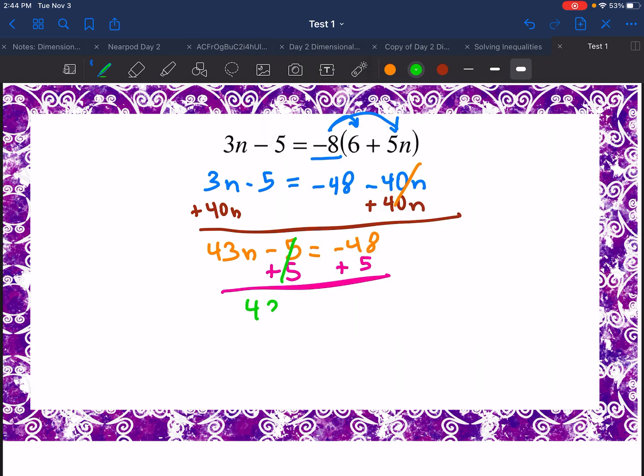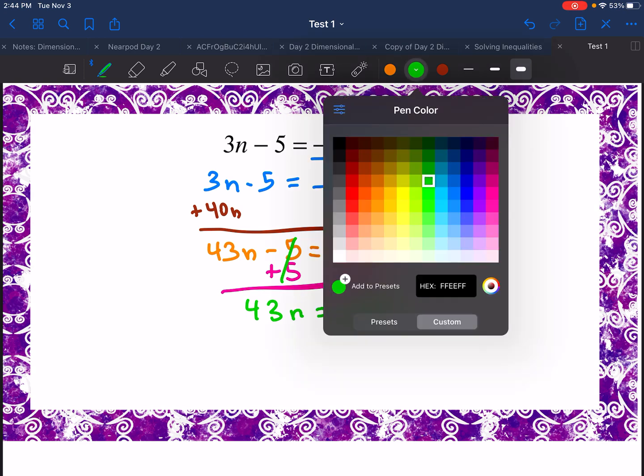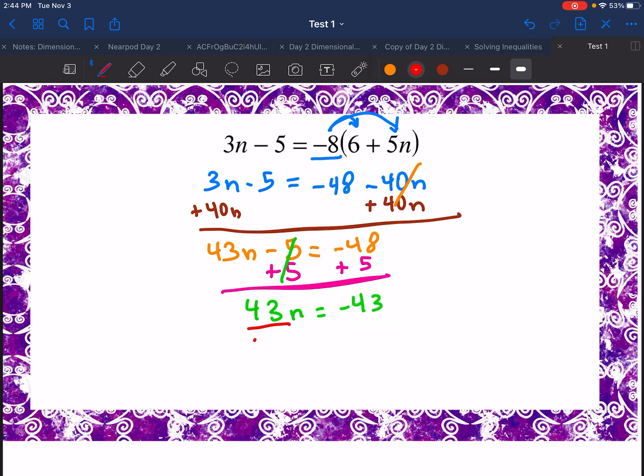I bring down 43n equals negative 48 plus 5 is negative 43. My final step, divide by 43 on both sides, cancel that out, and equals negative 43 divided by 43 is just negative 1.